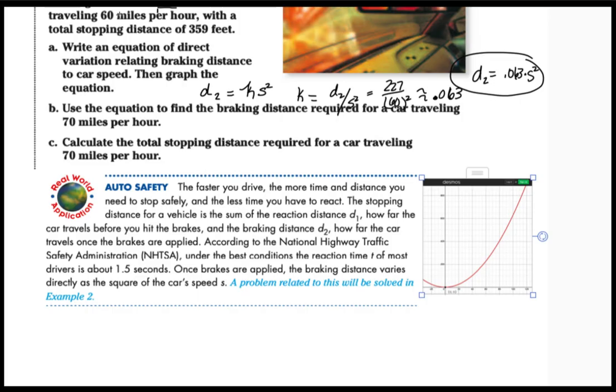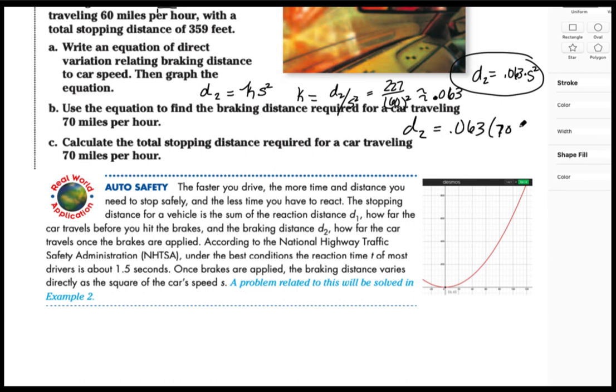Okay, so I stuck that graph right there over here in the corner. And now let's go ahead and answer some of those other questions. So the next part, part B, asks us to use the equation that we've created here to find the braking distance required for a car traveling 70 miles per hour. So that will require us, looking for d sub 2, which is the braking distance, to plug in the value 70 for the speed, and we're going to square it using a calculator. We get a distance of about 309 feet as the braking distance there.